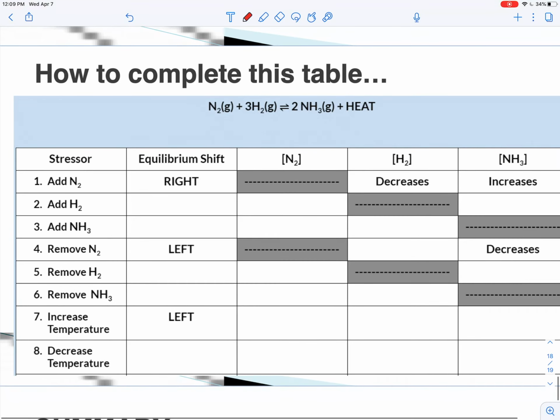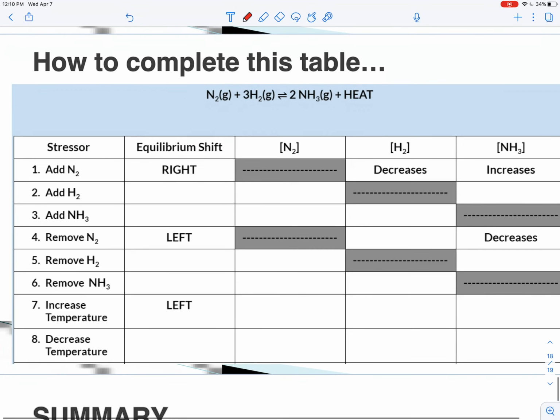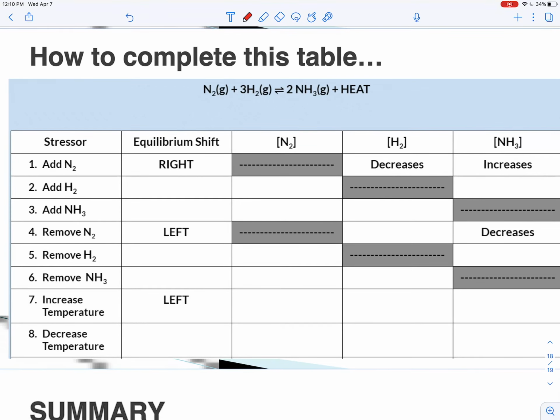All right, lastly, how to complete this table. This is the last thing on your worksheet. So if equilibrium shifts to the right, the first example is done for you. That means we're making more products, but we're using up reactants to make those products. Okay? So that's if equilibrium shifts to the right. So when you add a reactant here, nitrogen, then we're going to need to balance that out by forming more products. So we see an increase in products, but to make those products, we have to use up some reactants. Okay?